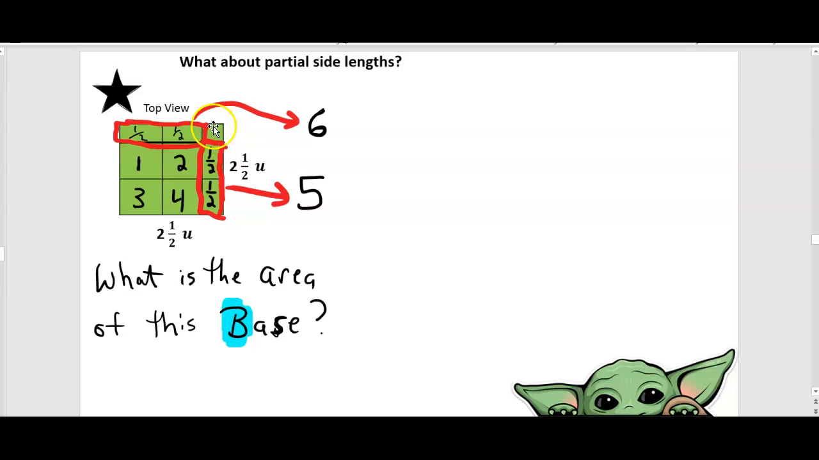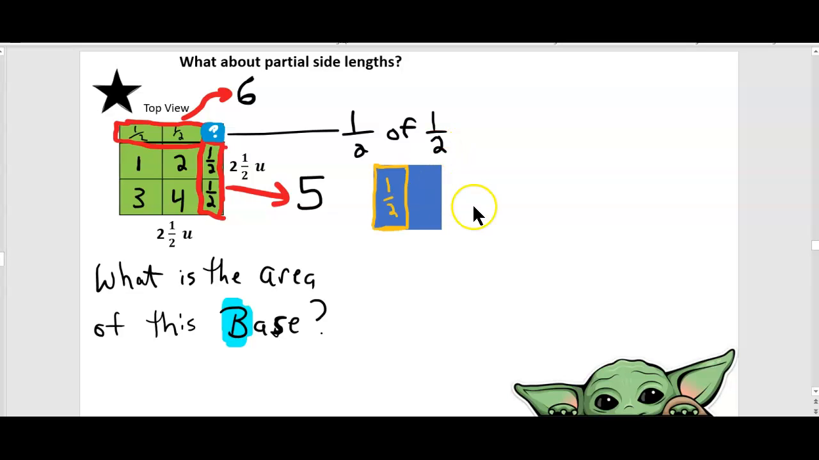And then what's this little tiny blue thing right there? That's half of a half. What's half of a half? Here's one way to look at it. Half of a half. So what is that? That is 1/4.